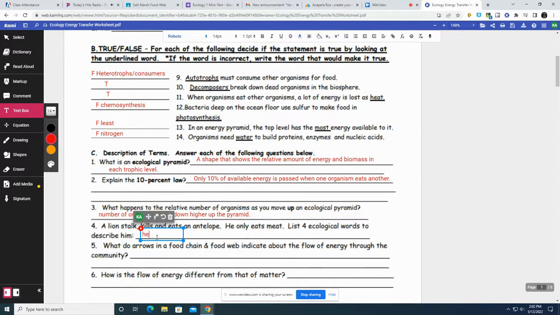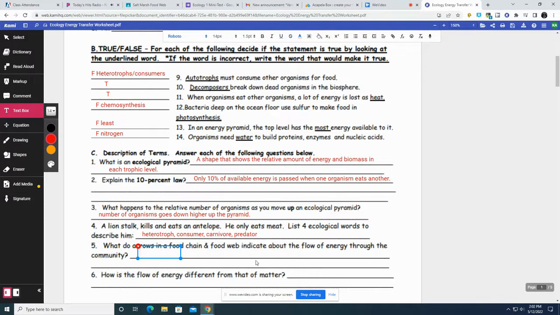Well, he's a heterotroph because he has to eat to get his energy. He's also a consumer because that means the same thing as heterotroph. He's also a carnivore because he only eats meat. And he's also a predator because he stalks and hunts other animals for their food. Remember, you have predator, that's who's doing the eating, and you have his prey, that's the animal that he's eating.